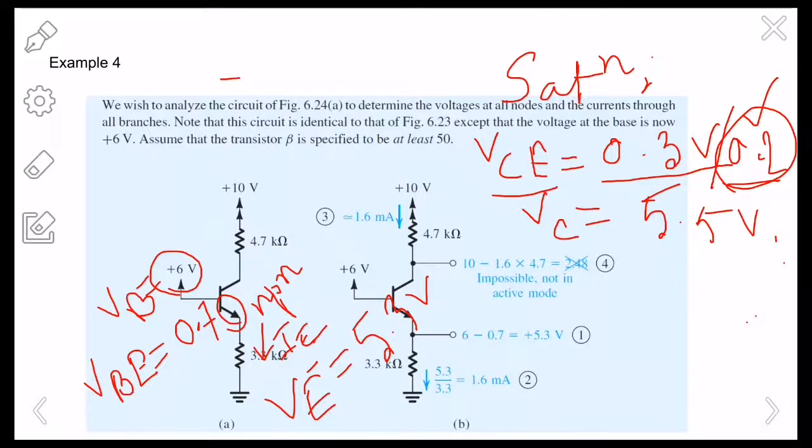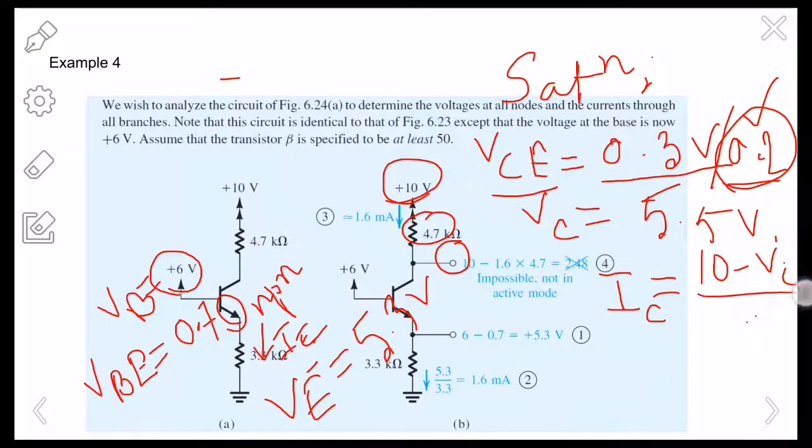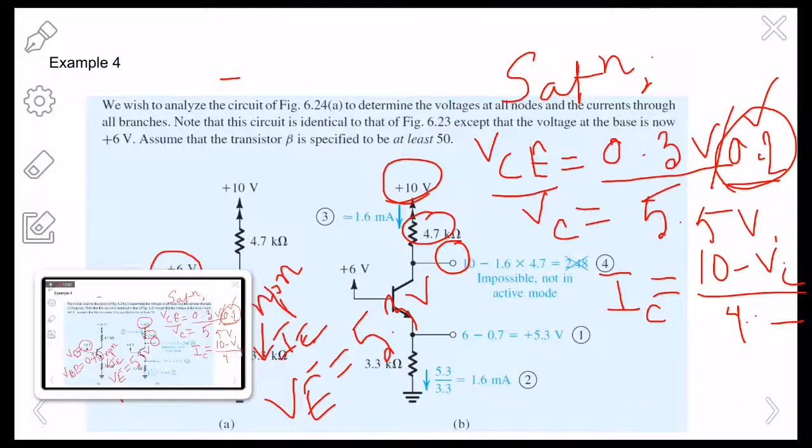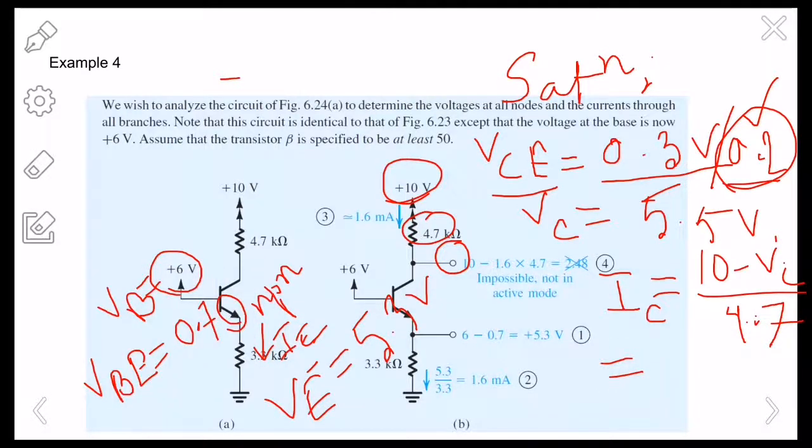From this VC I can easily calculate IC in a similar approach. That is, IC is equal to 10 minus VC divided by 4.7. Okay, the value I found here, let me calculate it for you guys, is 0.96 milliamps.